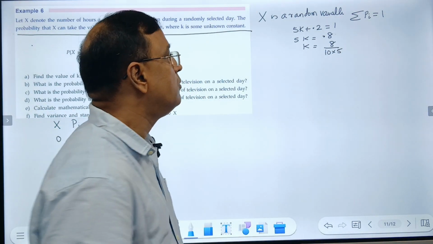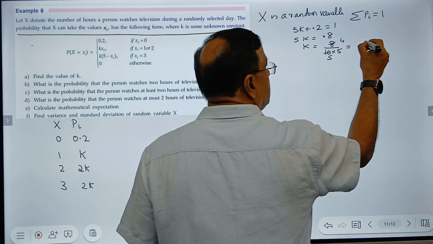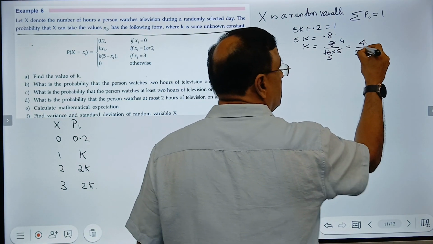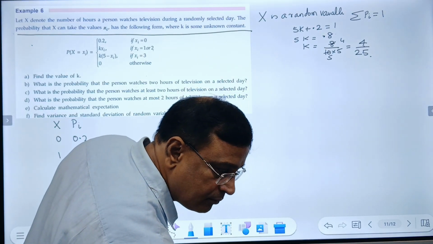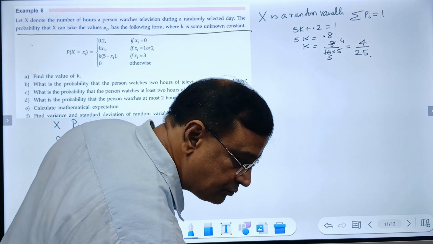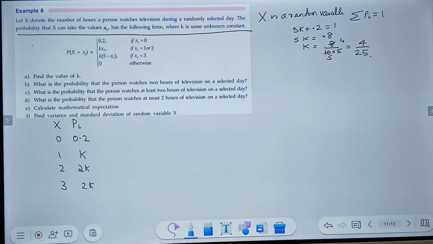I brought the k now. Now you can cancel. 2 goes 4 times, 2 goes 5 times. So the answer is 4 by 25. So my k value is 4 by 25. Is that clear? K is 4 by 25. That job is finished.